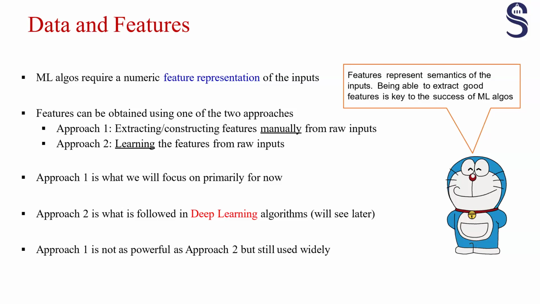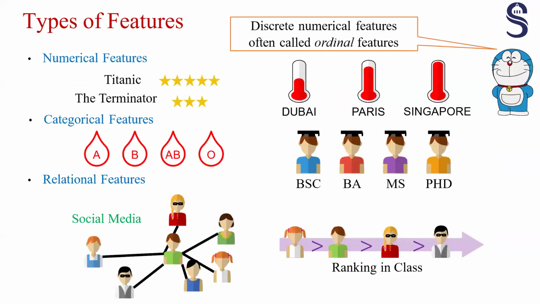An ML algorithm requires a numeric feature representation of the inputs, and features are the semantics of the inputs, so we can extract good features to prepare a better model. Features can be obtained with two approaches: one, extracting or constructing features manually from raw inputs; second, learning the features from raw inputs. One approach is what we'll see here. The second is what is followed in deep learning algorithms. Definitely, the first is not as powerful as the second, but it is still used widely because of certain restrictions and constraints.